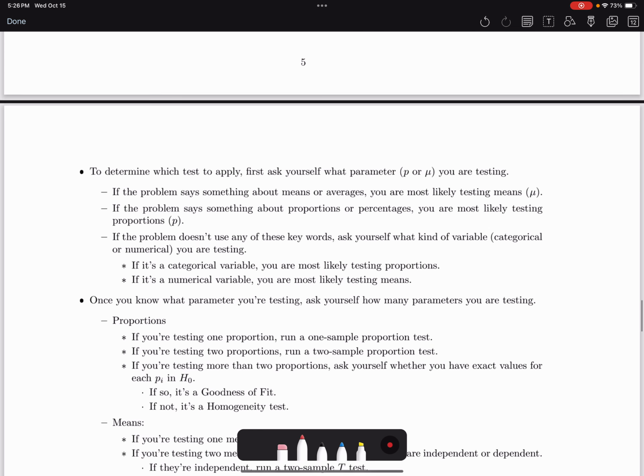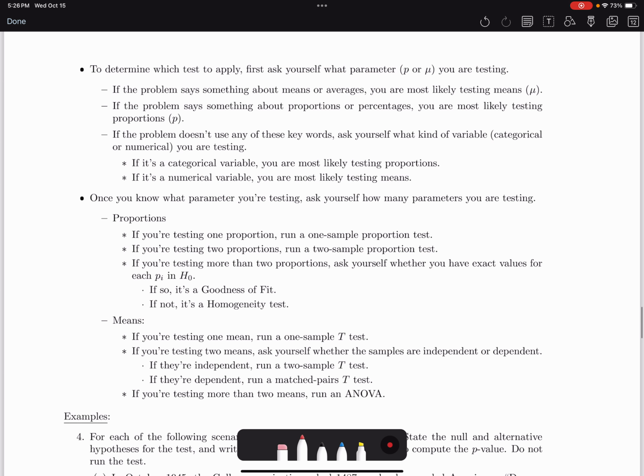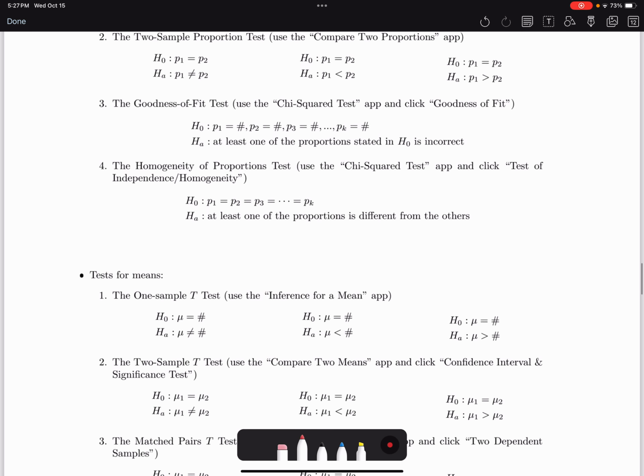When you are confronted with some scenario where you're asked to run a hypothesis test and you have to decide which of those 8 tests to apply, I think that the first thing you should do is ask yourself what parameter you're testing. What parameter? Am I looking at proportions or means? Because then you're narrowing it down quite a bit.